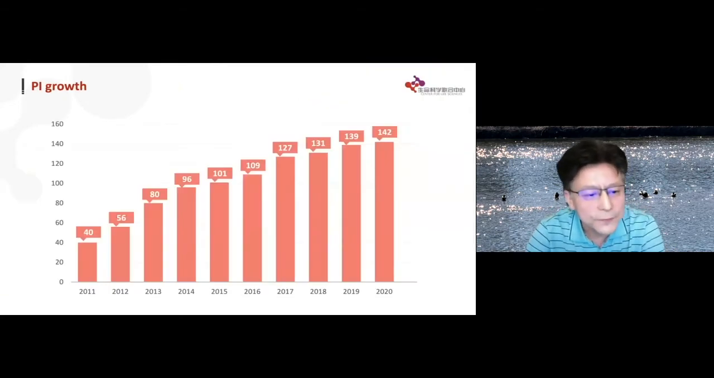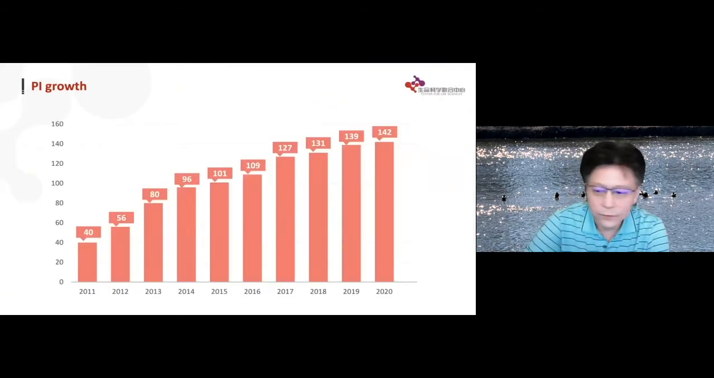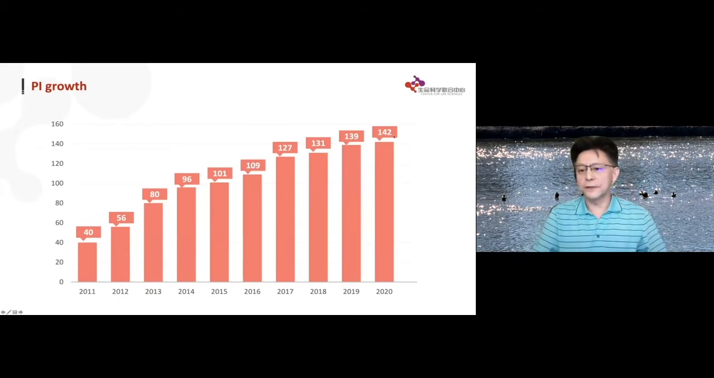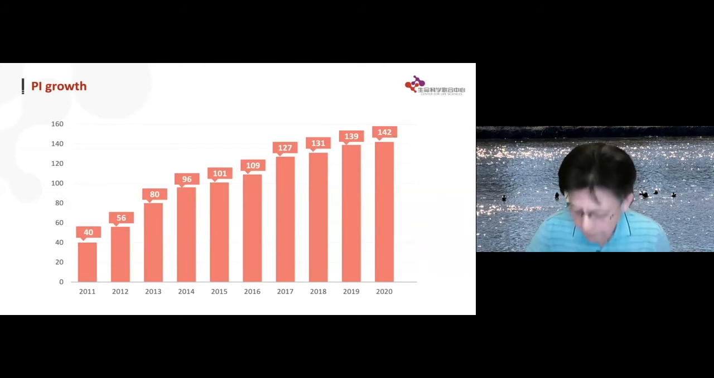And this is our PI number as the years grow. As you can see, we started from the number 40 and now grow to more than 140. This number will probably still grow a little bit.